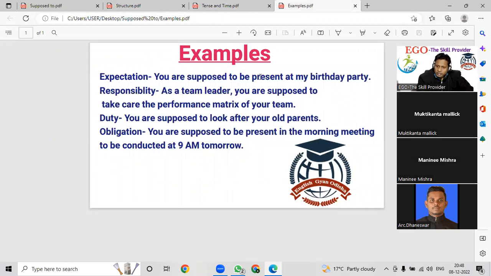Okay, so let me take some examples for you, because the topic is very short today, but it's very difficult for you unless you understand how it can be used in different situations. So you cannot use it.